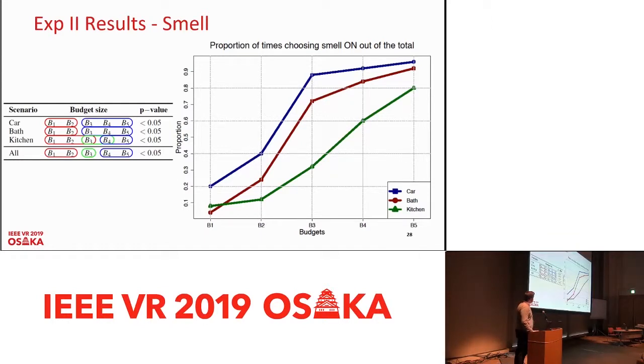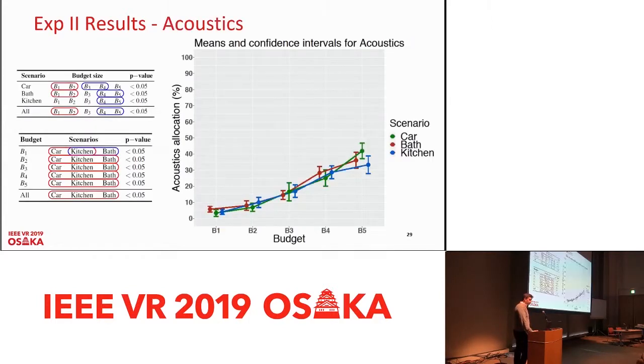What we found was that across the smell domain and across the budgets, at very low budgets where not much computation was available to you, smell tended to be off across all three scenes. And as the budget increased, we found obviously smell being turned on as elements of normalized computation. Similarly, in the acoustics domain, as the budget was low, we had less than 10% actually.